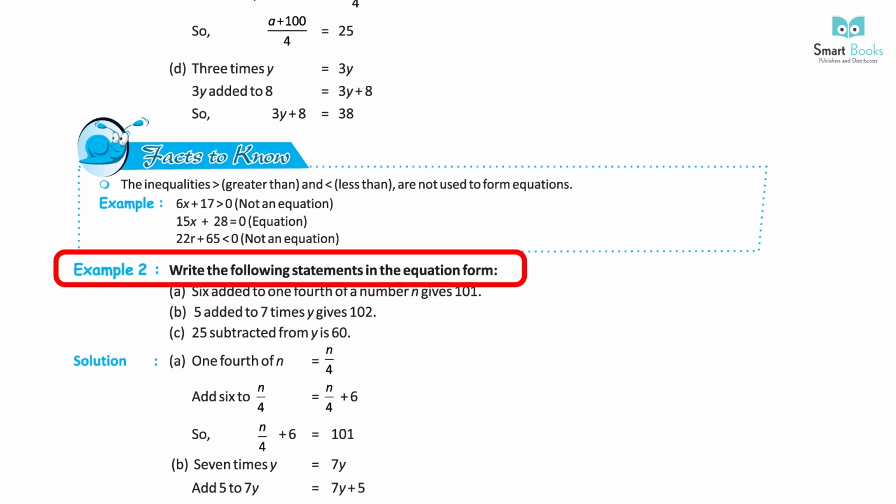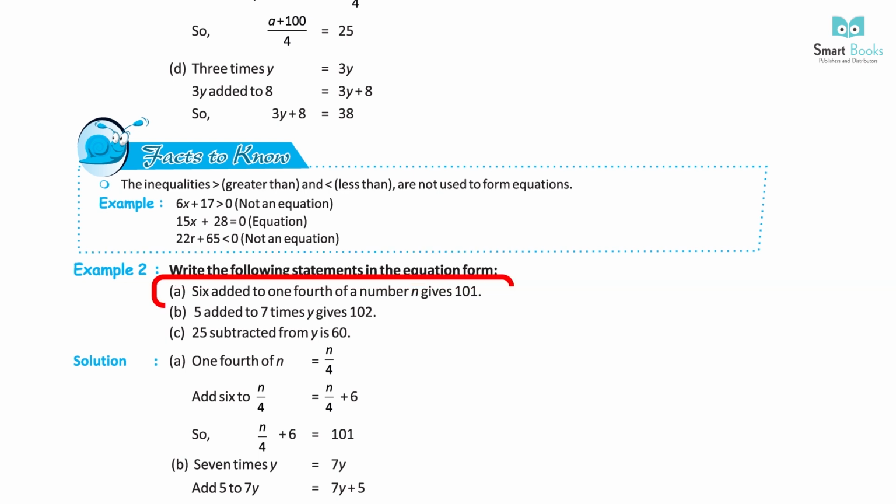Example 2. Write the following statements in the form of an equation. A. 6 added to 1/4 of a number gives 101. B. 5 added to 7 times y gives 102. C. 25 subtracted from y is 60.